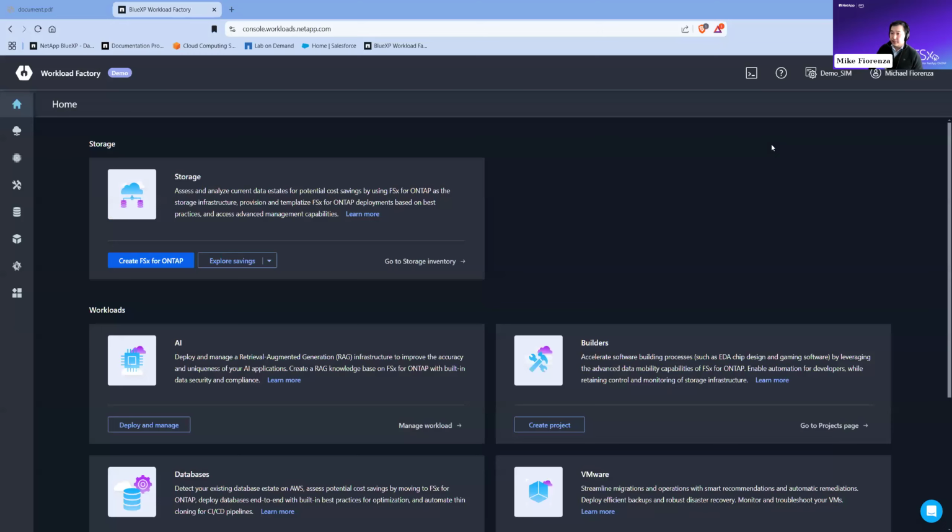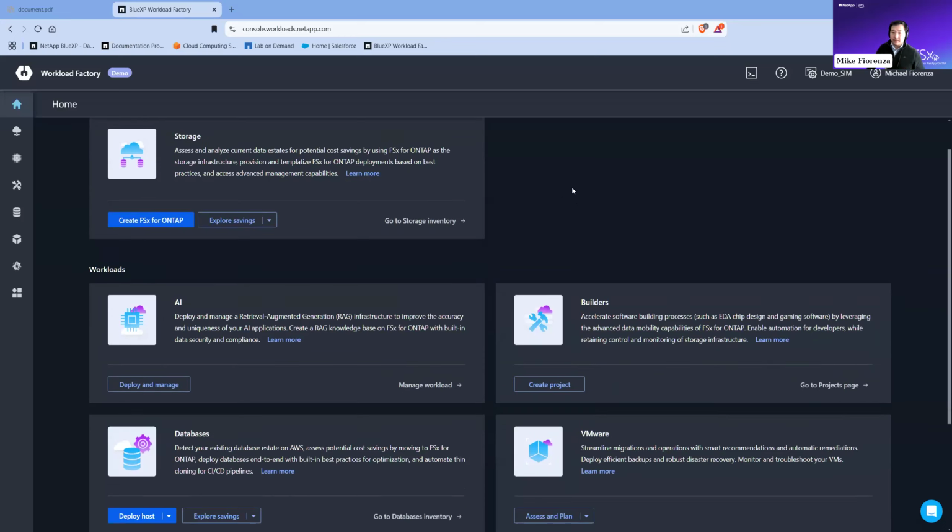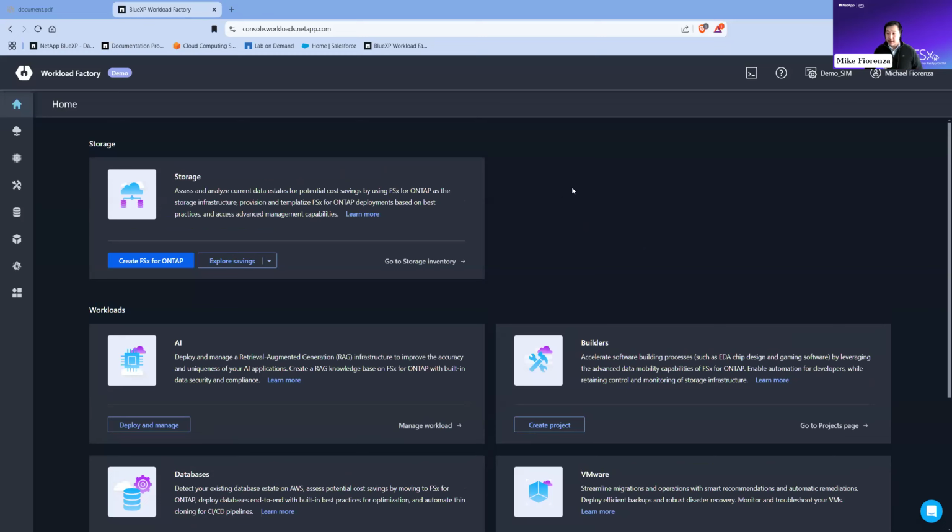And if we jump back to this screen, we are in Workload Factory. So I've signed in here using an email address, and I'm presented with this base view. And here I have a couple of different things that are available to me. I have the workloads that we can investigate, we can deploy, we can design around. But we also have the basic building block of it all, which is, of course, storage. And that is up here at the top. Now, what you'll notice in Workload Factory is under storage, we have this little drop down to explore savings. And this is really where we're going to be spending our time here.